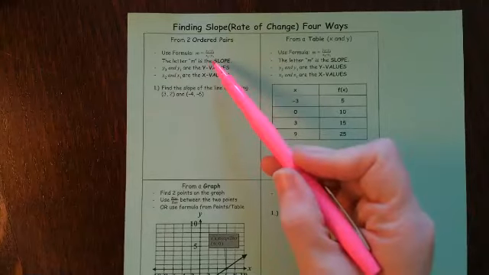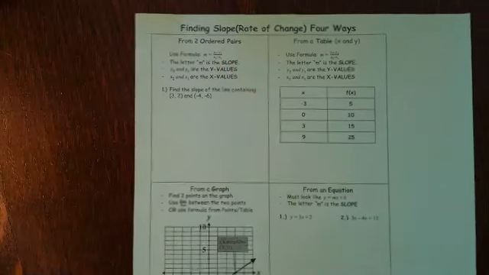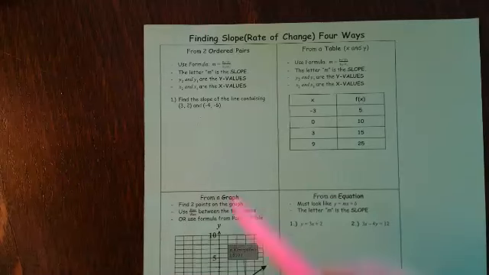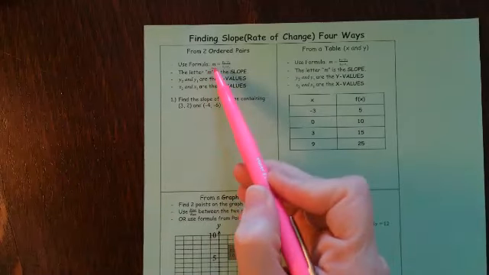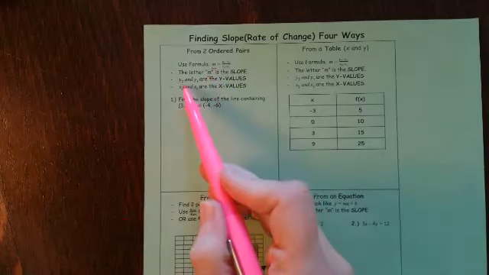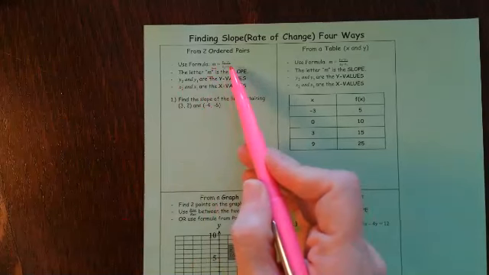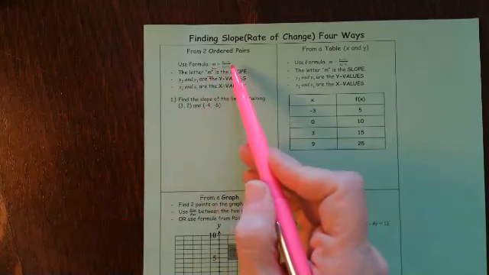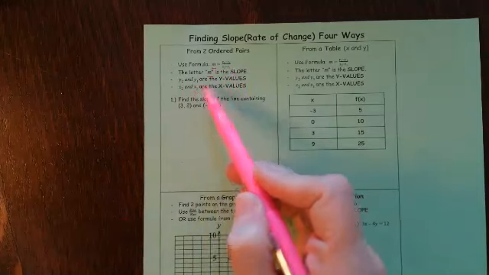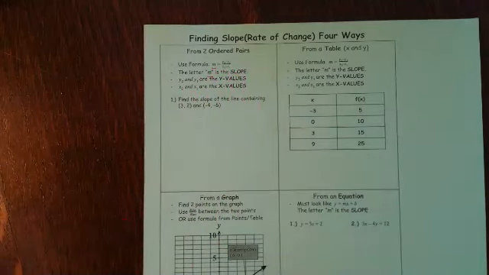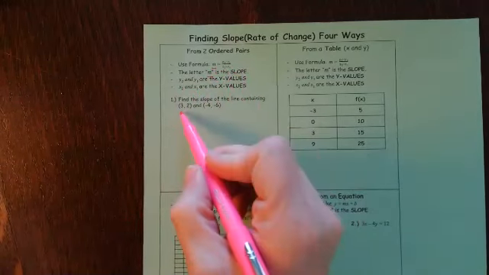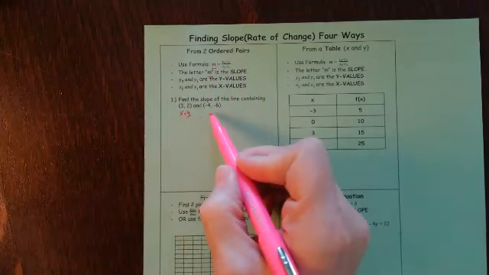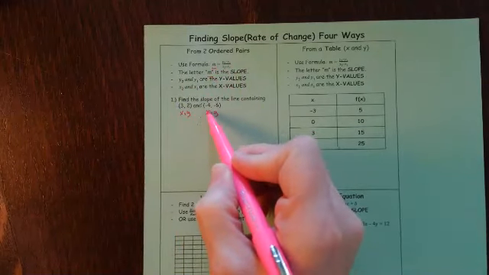So notice right here on our paper, we have the formula for slope. Okay. We remember that slope is represented by the letter m. And then y2 and y1 are our y values of our ordered pair. x2 and x1 are just simply the x values in the ordered pair. So we need to remember that ordered pairs are given to us as x, comma, y.